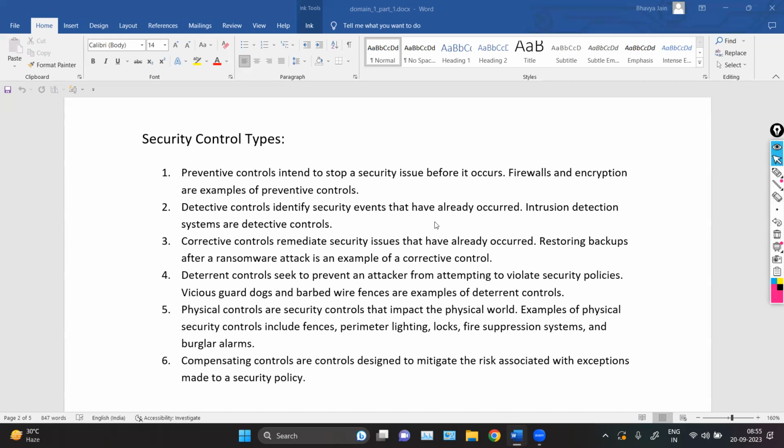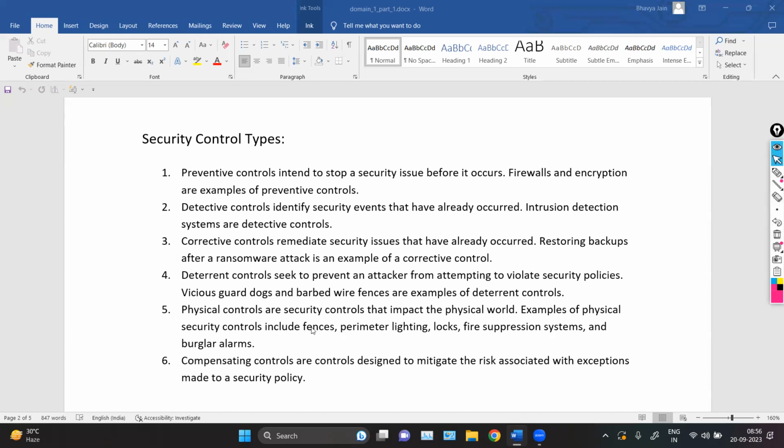Then we have detective controls, which are about identifying security events that have already occurred. Like IDS are detective controls. If there's a data breach in the company, we are now identifying that there's a data breach. If there's a DOS attack, we are now identifying that there's a DOS attack on this server. So it is all about identifying a security incident that has already occurred.